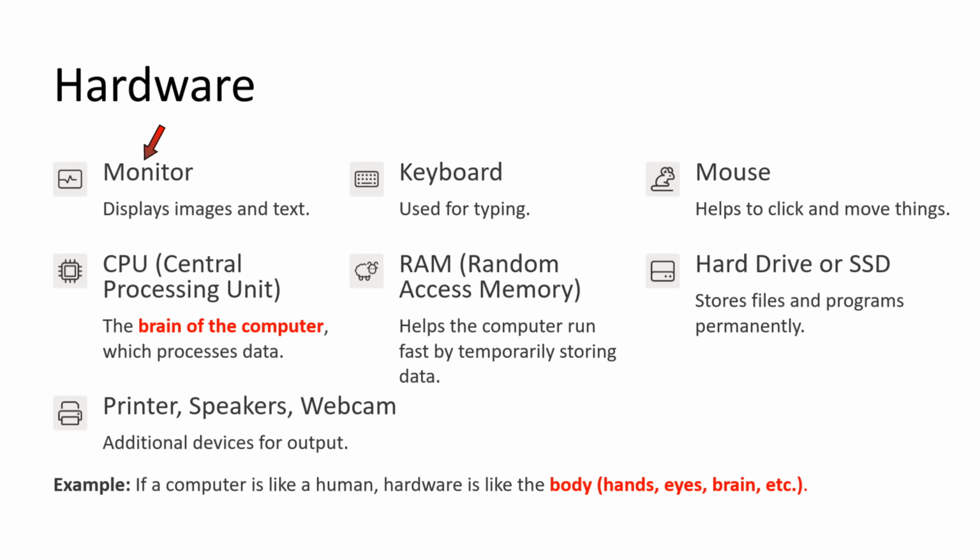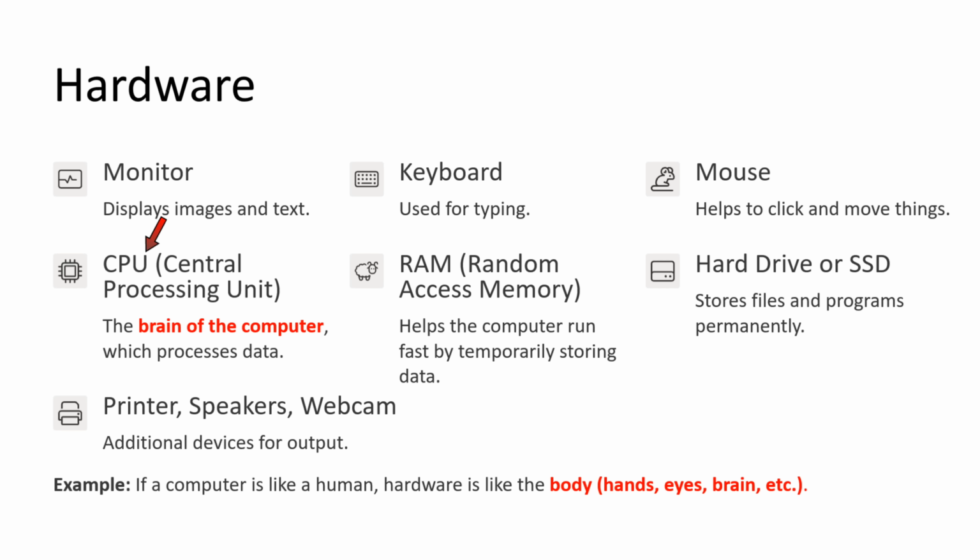First one is the monitor, which displays images and text. Next one is the keyboard, used for typing. Next one is the mouse, which helps to click and move things. Next one is the CPU, or central processing unit. The CPU is the brain of the computer, which processes the data.